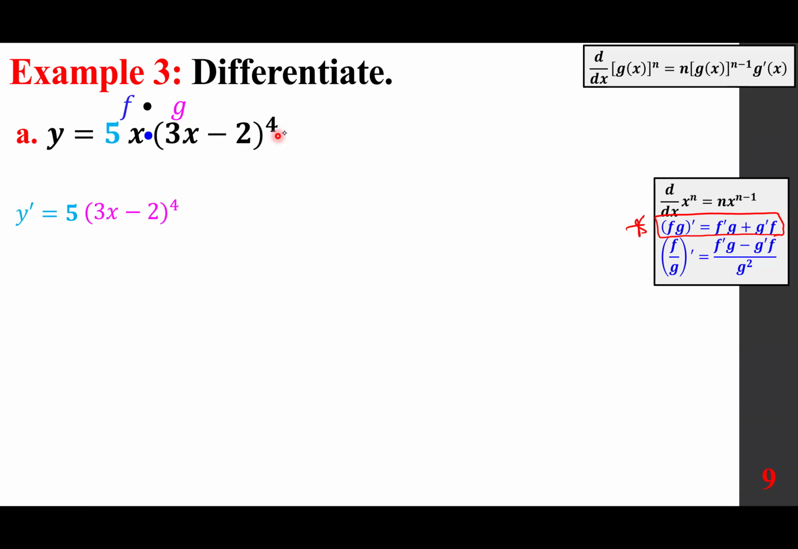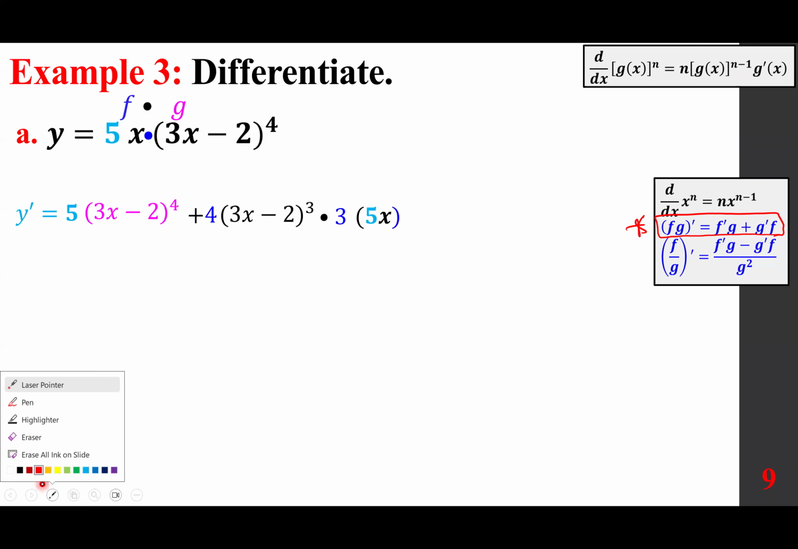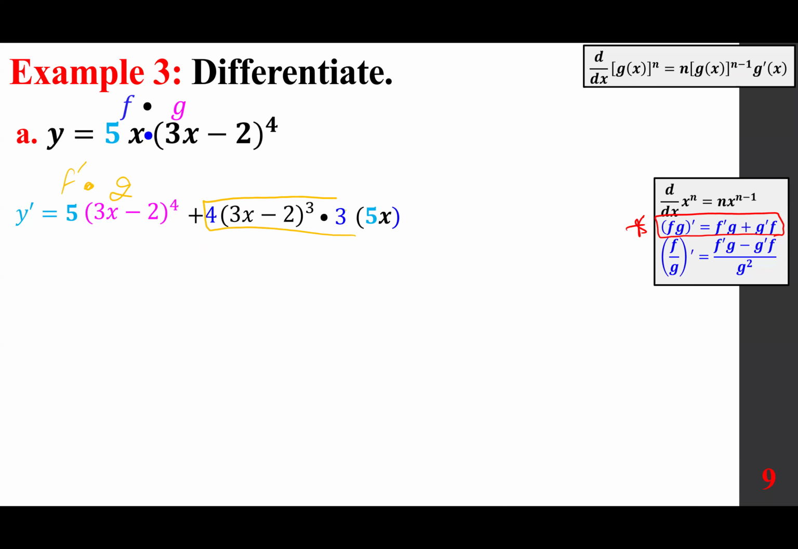I'm going to start with number 4. Then I need (3x minus 2) cubed. Then I need the derivative of the inside, 3. This entire thing is g prime, and now times f, 5x. In other words, I have f prime g plus g prime f. And I'm done with calculus.